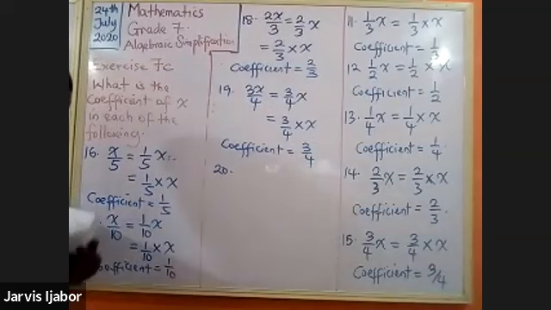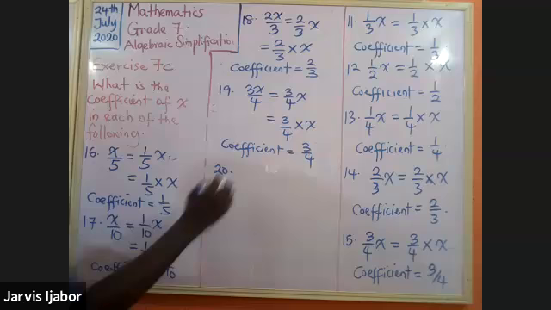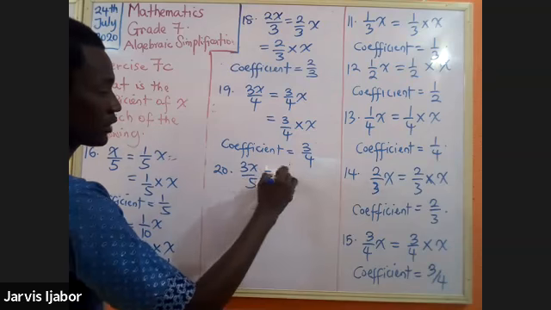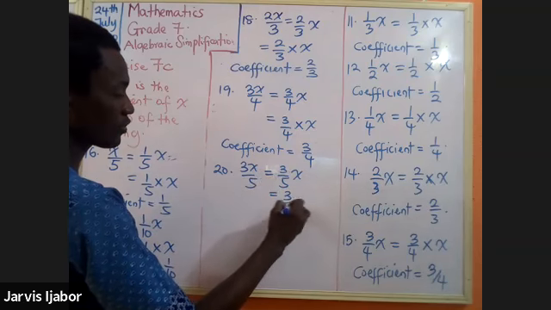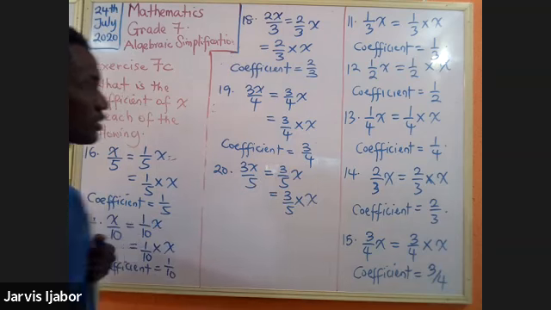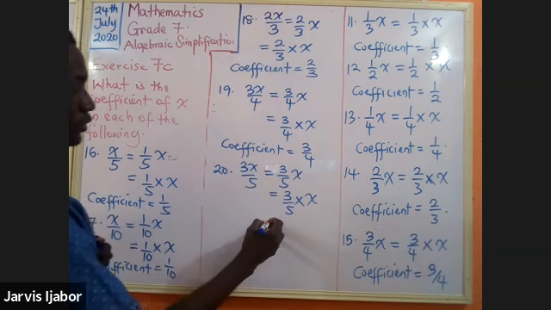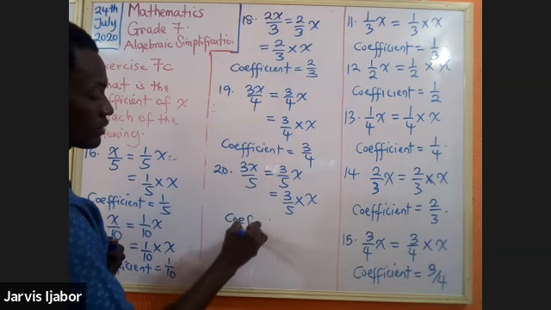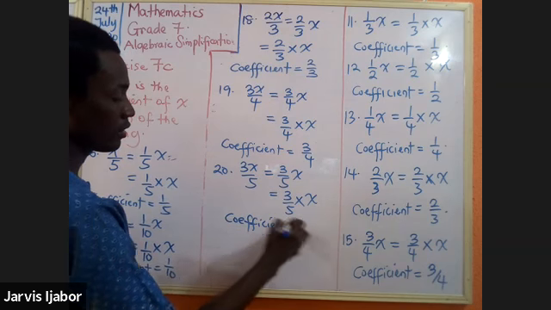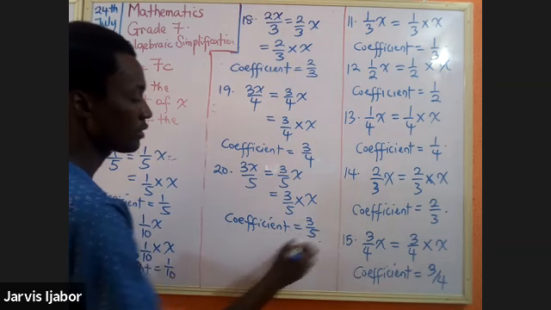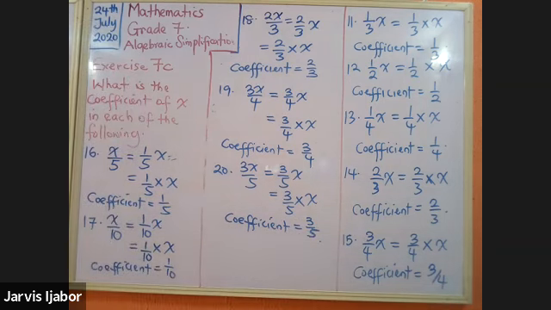But 20 is 3x over 5, which will mean 3 over 5x, and that will also mean 3 over 5 times x. This is like saying 3 over 5 of x, so that is times. And that will give us a coefficient being equal to what? 3 over 5. So that settles that. And we'll finish that up, and then we'll go to another exercise.